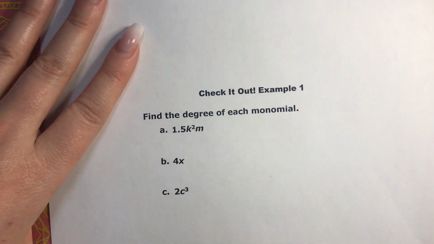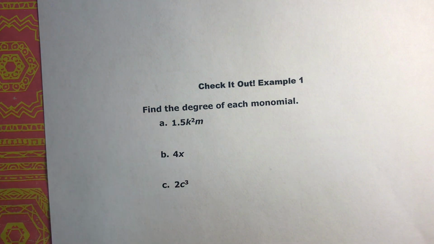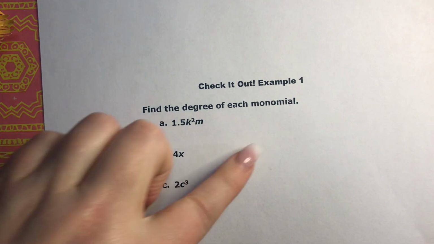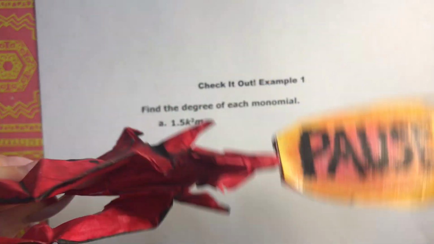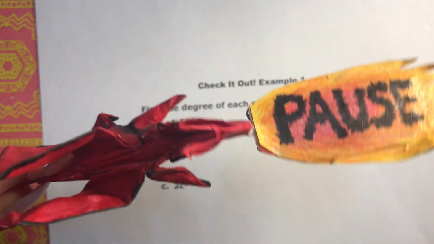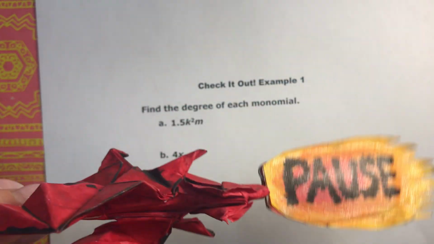Okay, now it's your turn to check it out with A, B, and C. You're just going to find the degree of each monomial. Here's my friend the pause dragon. He'll remind you to pause your device. When you get done, press play, and we'll go over the answers together. All right, see you in a bit.